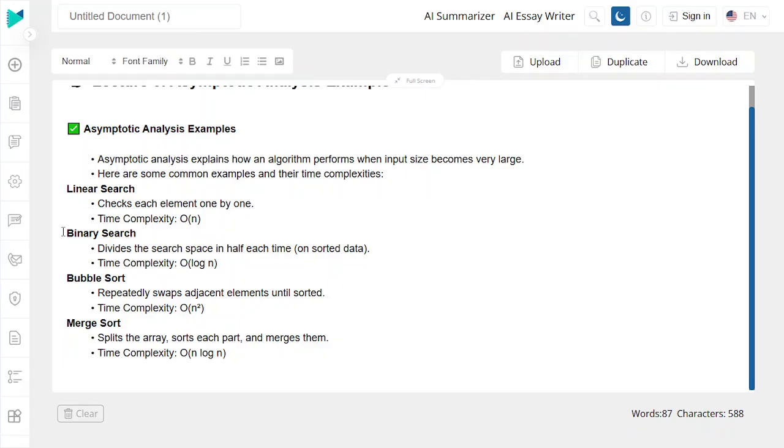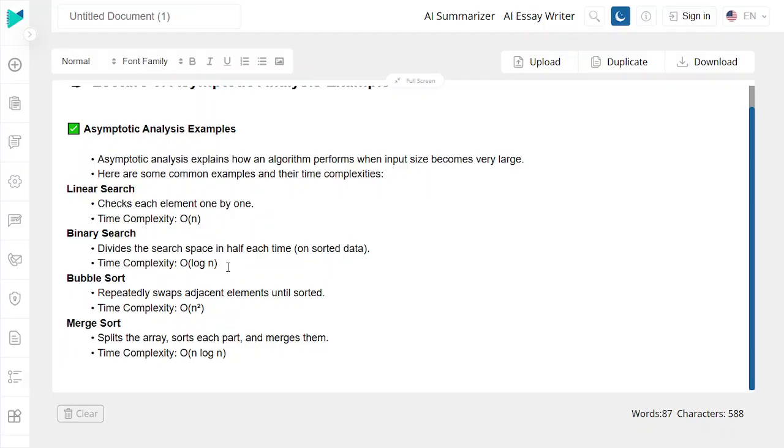Then we have binary search, which divides the search space in half each time on sorted data. The time complexity is O of log n. So how does this work? It works by dividing the data into two halves of equal size, where the data is sorted, the left side is the data lower than the middle, and the right side is larger than your middle value.